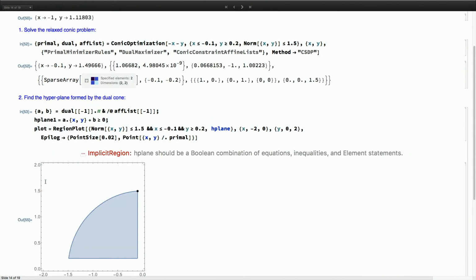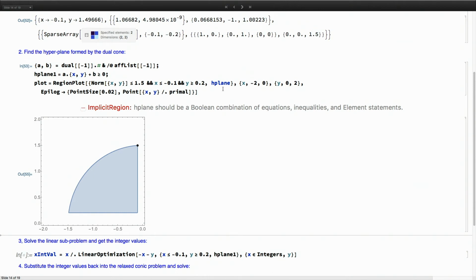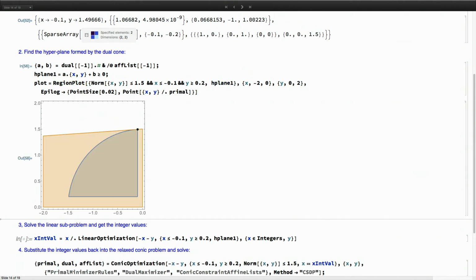So what does it look like? Okay, that's what it looks like. So this semicircle thing that you're seeing, that's your feasible region in which you're supposed to carry out your optimization problem. And the half space plane is this line with everything below it.